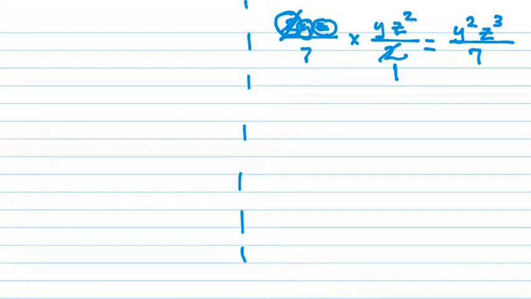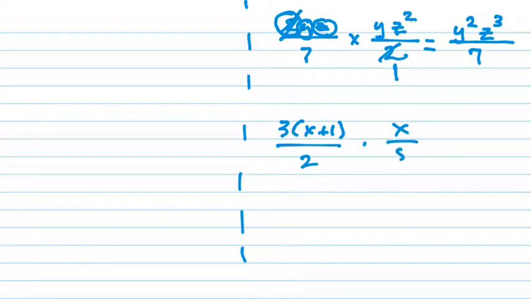Now, I want to show you number 10, and I'm not going to do the whole thing. I'm not going to worry about doing the whole thing. What I want to show you about number 10, if you look at number 10, we have 3 times x plus 1 over 2. I guess we should do the whole thing. Times x over 5. What operation is indicated? Multiplication with what kind of things? Fractions.